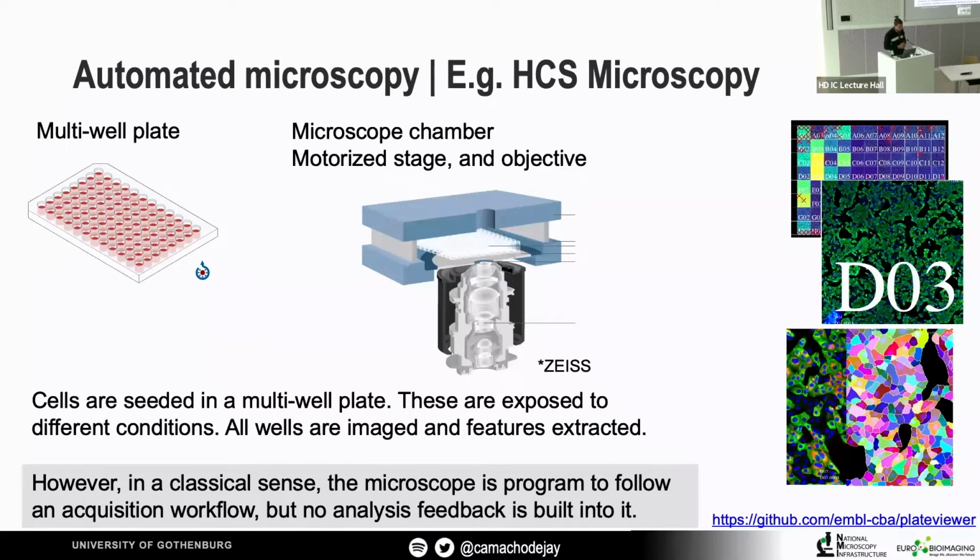However, in the classical sense, this is not what we would call smart microscopy. And the reason why I say this is that usually the microscope is programmed to follow a specific acquisition workflow, right? So the idea is that the microscope knows what to do for each well. It has this sort of protocol, this recipe, like a cooking recipe, and it's going to do it each well at a time. Of course, it's adjusting for differences, but it's not changing its behavior on the fly, right?